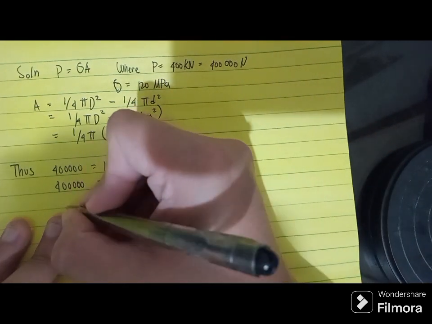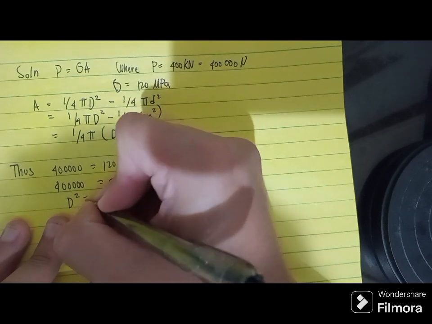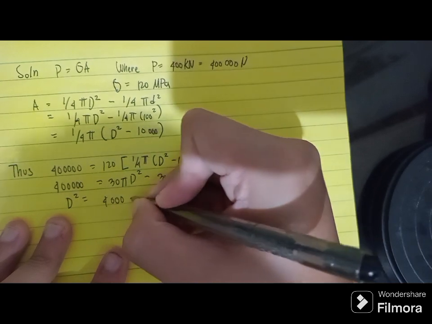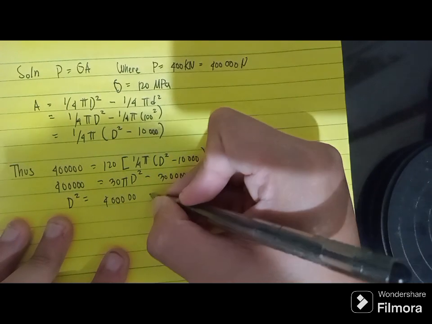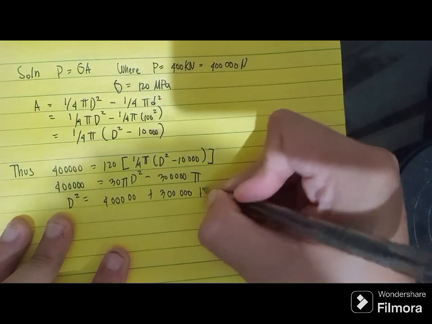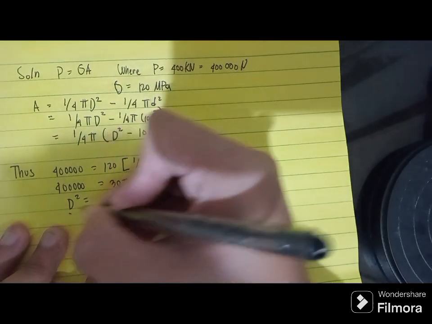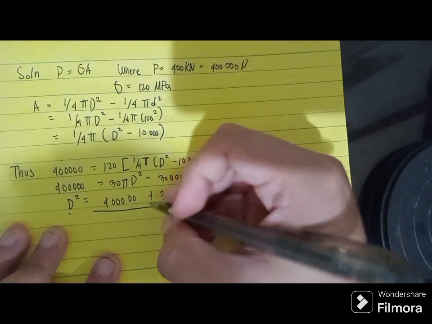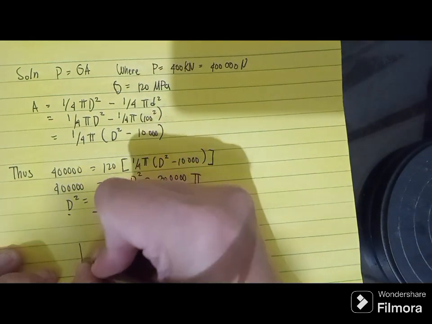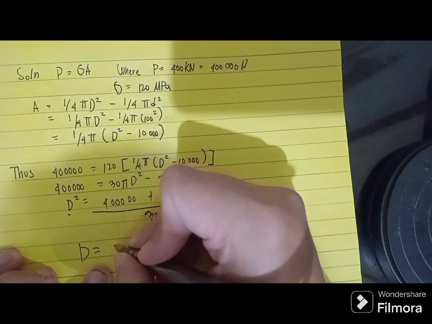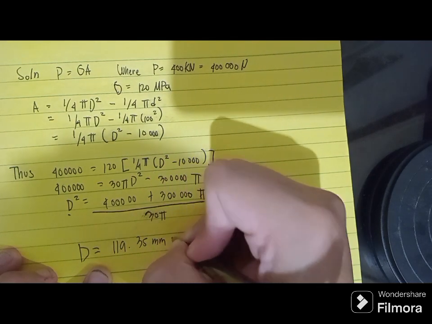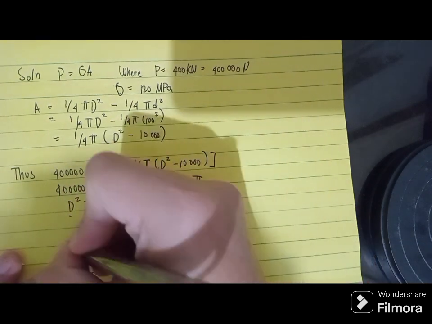So we can know now that D squared is equal to 400,000 plus 300,000 pi all over 30 pi. Then D is equal to 119.35 mm. That's the answer.